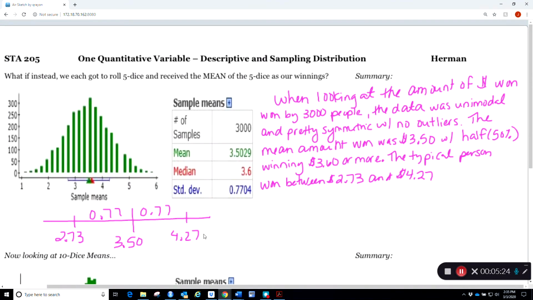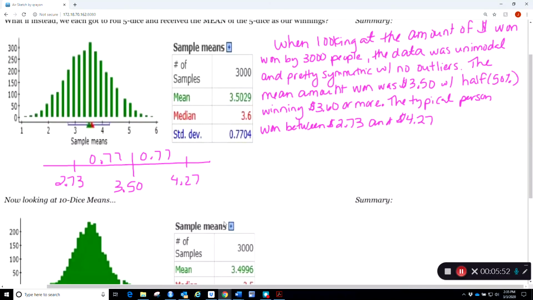So imagine what would happen now if instead we rolled 10 dice and you got the average or the mean of the 10 dice. What would you expect to have happen? Well, hopefully we would think that the extreme values are even less likely to happen now. I mean, getting all 10 dice to be a 1 is going to be very, very unlikely to happen. And we're going to have a lot more people toward this middle. So here is what happened.